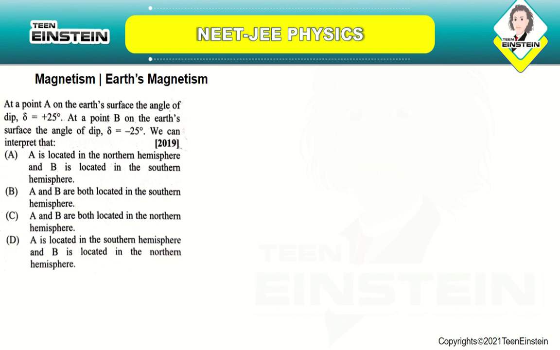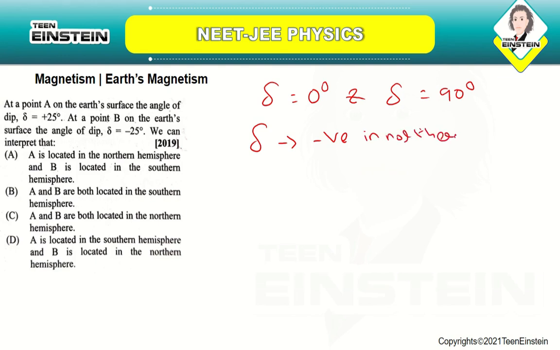So here at the equator the dip will be 0 degree, and at the magnetic poles it will be 90 degree. Okay. So del is negative in the northern hemisphere and positive in the southern hemisphere.